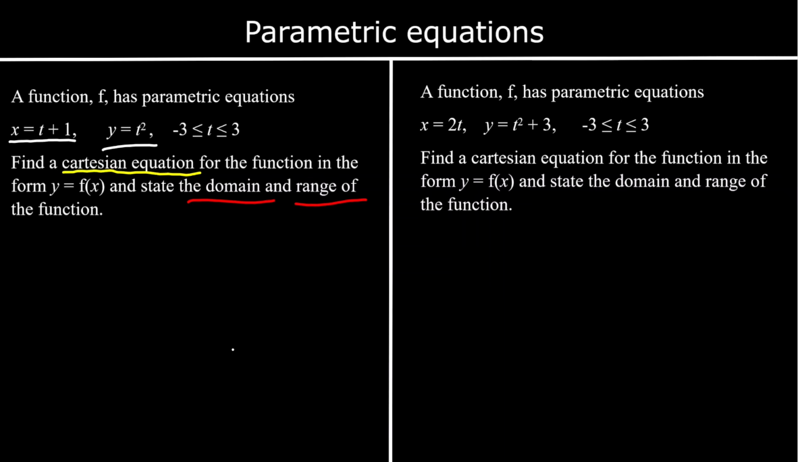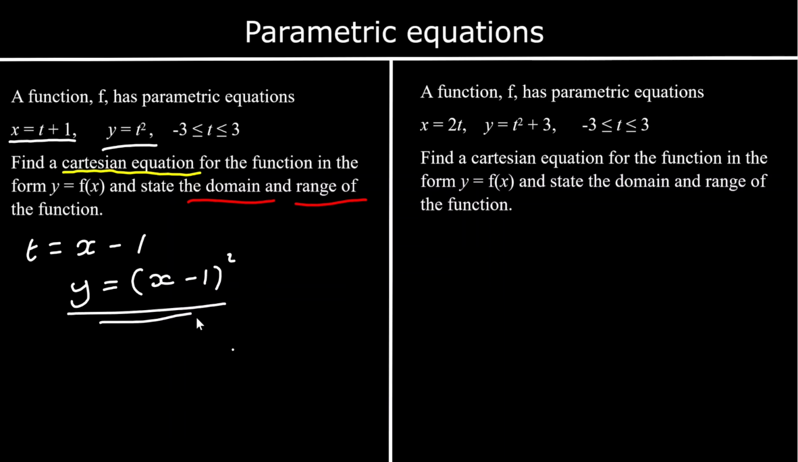So if we take our x equation, x equals t plus 1, and take away 1 from both sides, we get t is x minus 1. And then we can substitute in for t in our y equation, change t into x minus 1. So y is (x minus 1) squared. That is our Cartesian equation. Find the domain and the range.